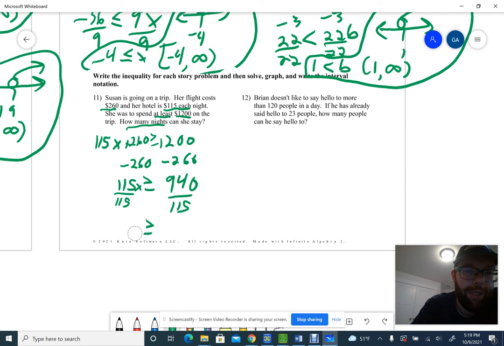No, I wrote that on the wrong side. I'm like, that doesn't make sense. Okay. I've been talking too long.